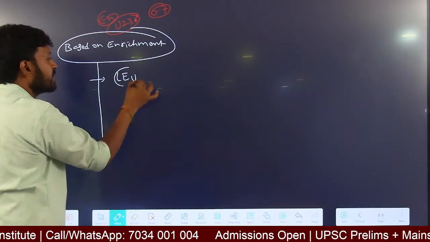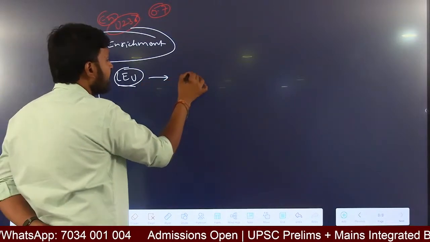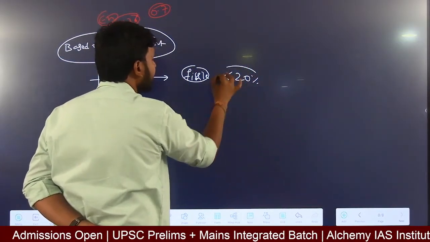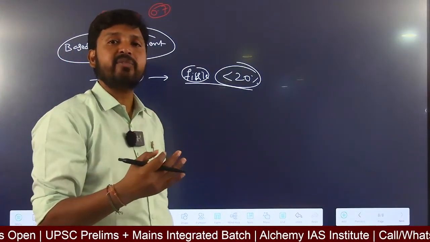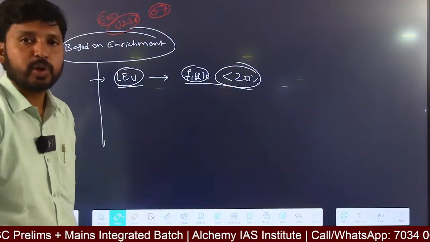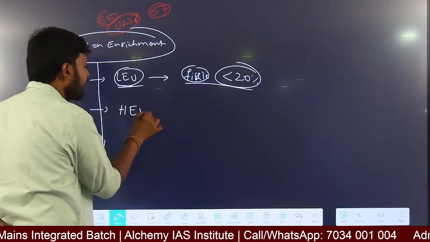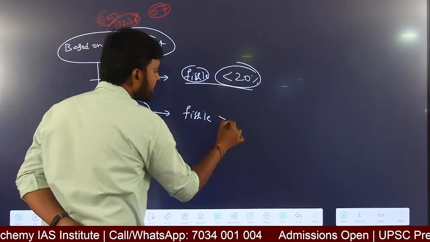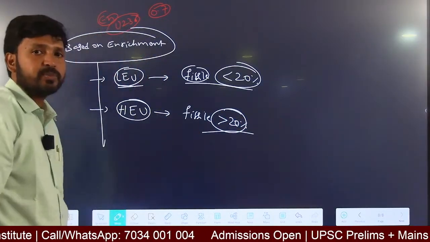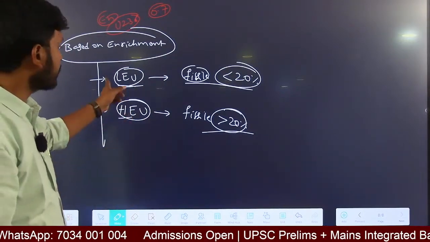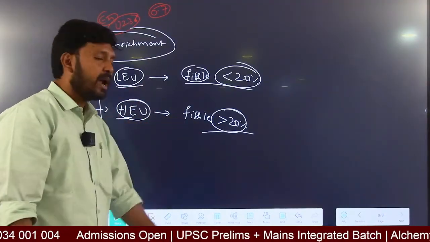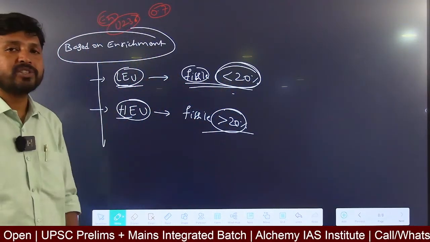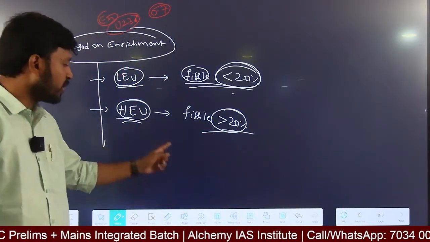For example, low enriched uranium is there. Low enriched uranium is when the proportion of uranium-235 or fissile material is less than 20 percent. And there is one more, called high enriched uranium, where the fissile material proportion is more than 20 percent. So there are two types of enrichment: low enriched uranium and high enriched uranium, based on the proportion of fissile material.